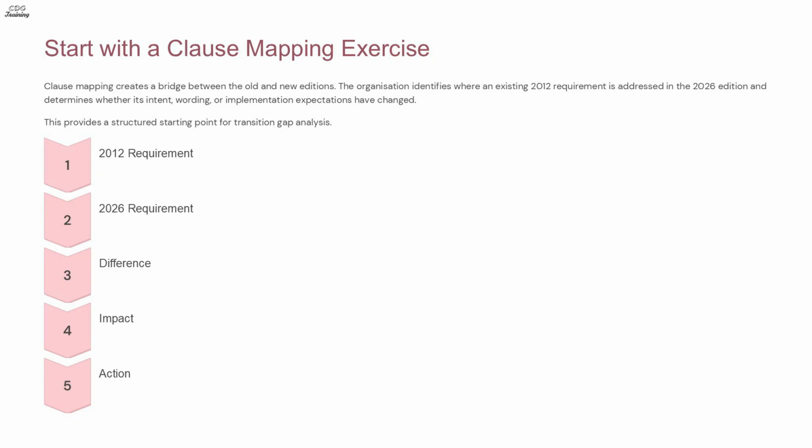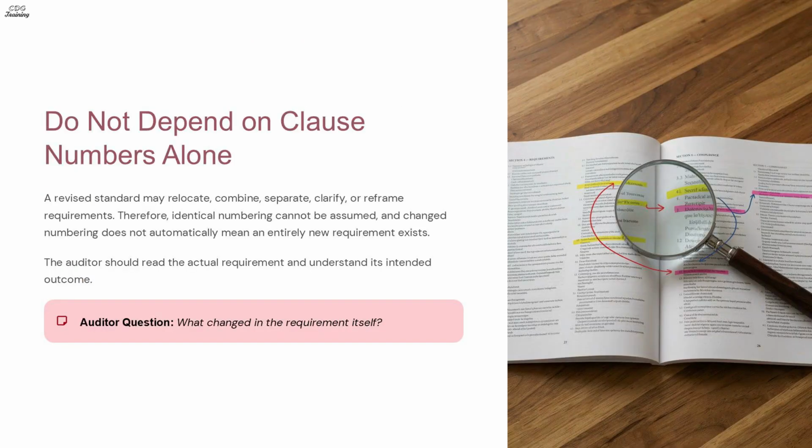The organization identifies where an existing 2012 requirement is addressed in the 2026 edition and determines whether its intent, wording, or implementation expectations have changed. This provides a structured starting point for transition gap analysis. A revised standard may relocate, combine, separate, clarify, or reframe requirements. Therefore, identical numbering cannot be assumed, and changed numbering does not automatically mean an entirely new requirement exists. The auditor should read the actual requirement and understand its intended outcome.